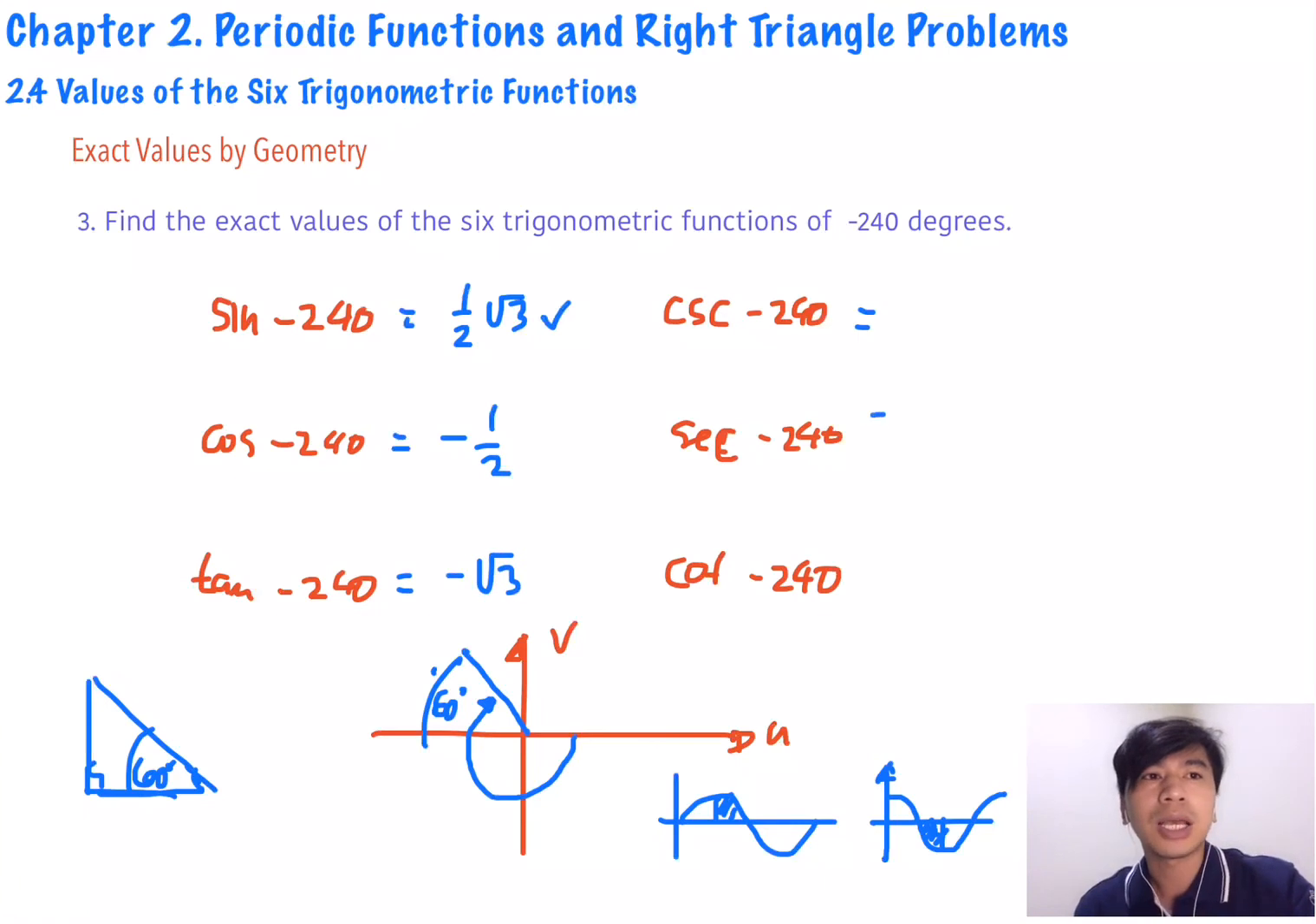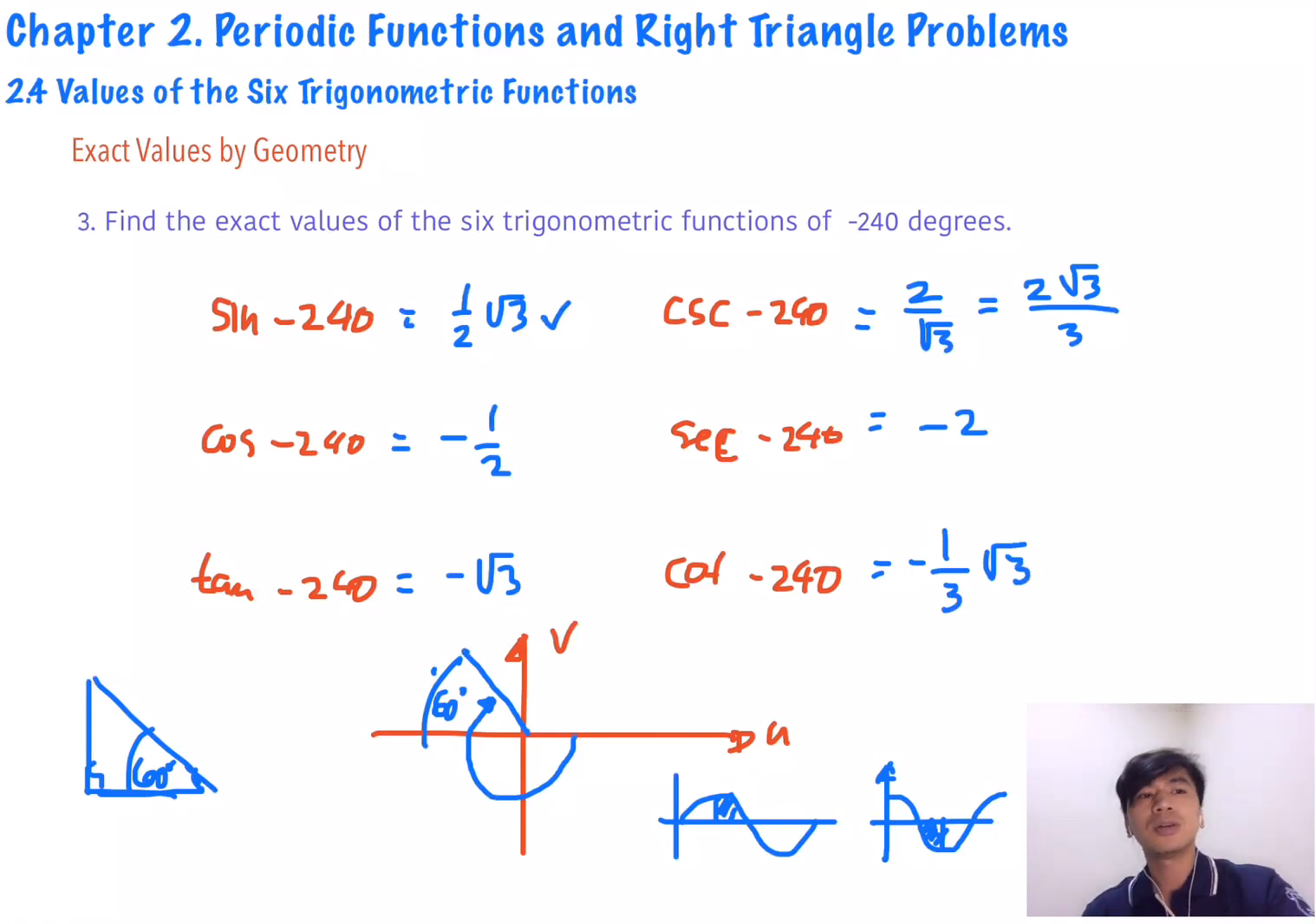And then cosecant, secant, and cotangent are just reciprocals of it. Then you have 2 over square root of 3, which is equal to 2 square root of 3 over 3. And then secant of -240 degrees will be -2. And then cotangent of -240 degrees will be 1 over negative square root of 3. So that's it for today. Thank you.